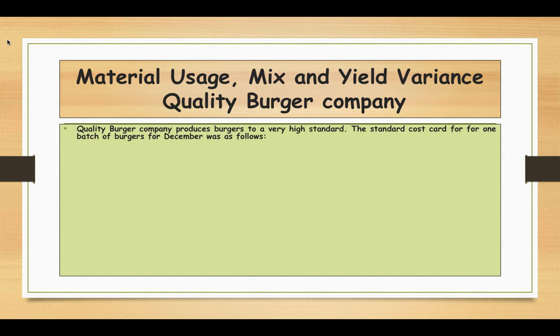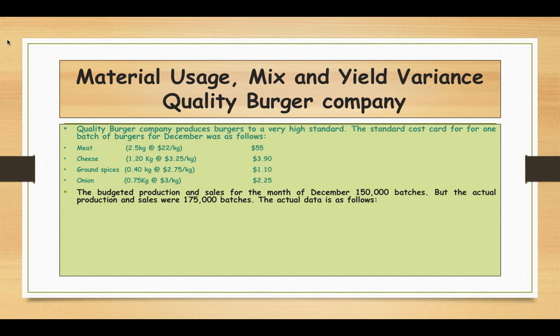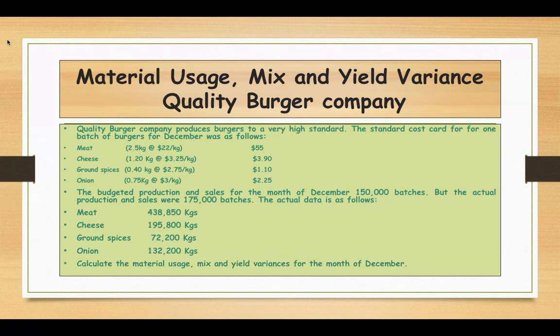Now the question, the Quality Burger Company. The Quality Burger Company produces burgers to a very high standard. So they have given the standard cost card for one batch of burgers. So the meat, cheese, ground spices, onion. Now, the budgeted production and sales for the month of December, 150,000 batches. But the actual production, 175,000 batches. And they have given the actual data: the quantity of meat, cheese, ground spices, and onion they have used.